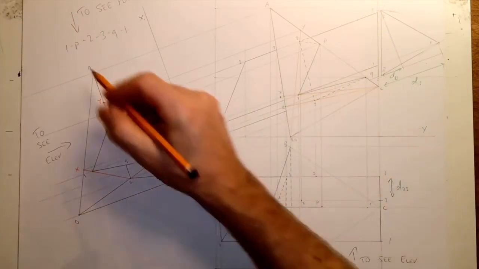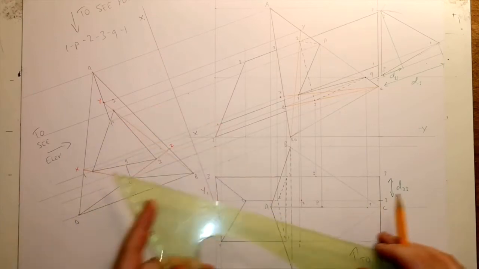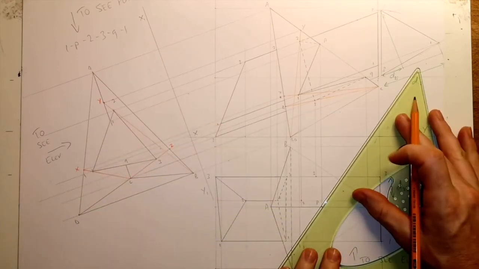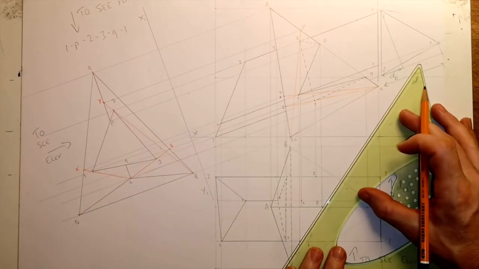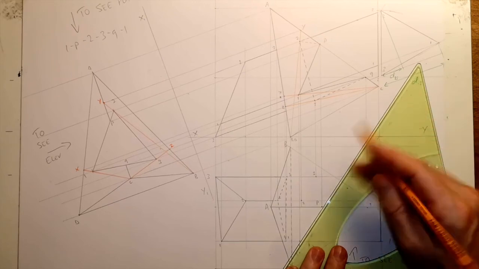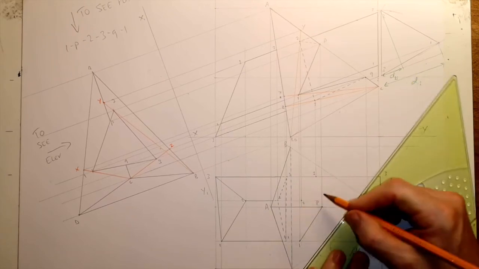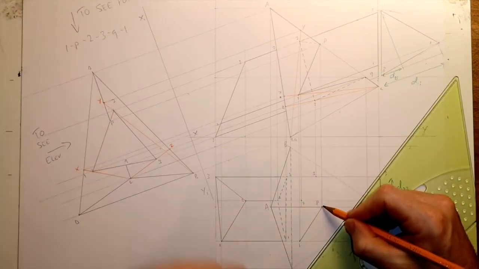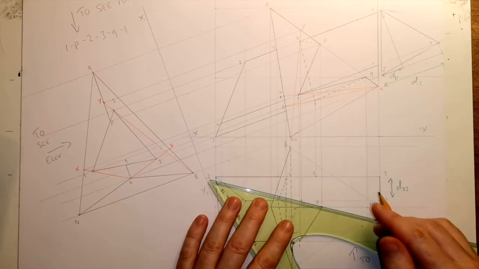Okay, so let's start. Well, we started the same sequence. Let's do 1 to P. 1 to P is definitely visible. There it is, 1 to P. Okay, P to 2, also going to see it. Here we go.